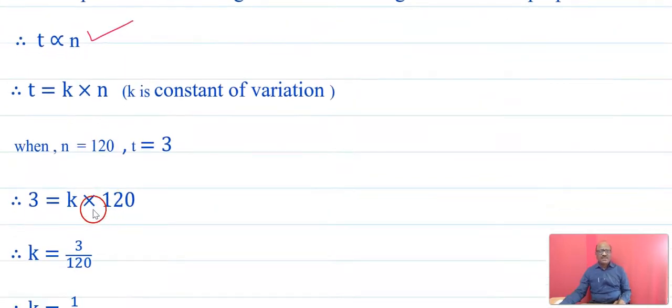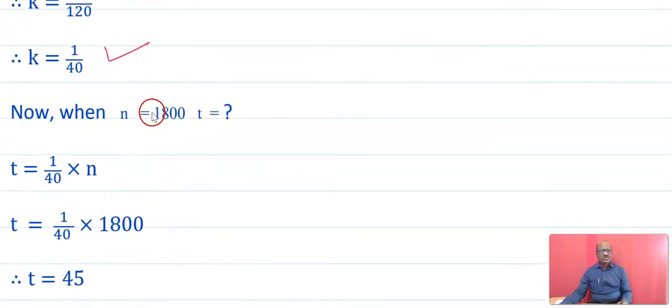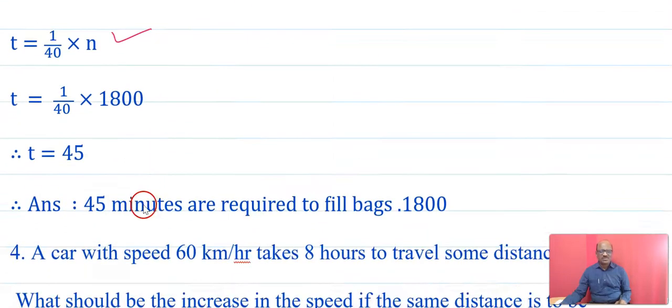Therefore, t equals kn. When n equals 120, t equals 3. Substitute here t equals 3 and n equals 120. Therefore, k equals 3 upon 120, and hence k equals 1 upon 40. When n equals 1800, what is the value of t? Now, this is the equation of the variation: t equals 1 upon 40 into n. Substitute the value of n, which is 1800, and after the calculation you will get t equals 45. Therefore, 45 minutes are required to fill 1800 bags.